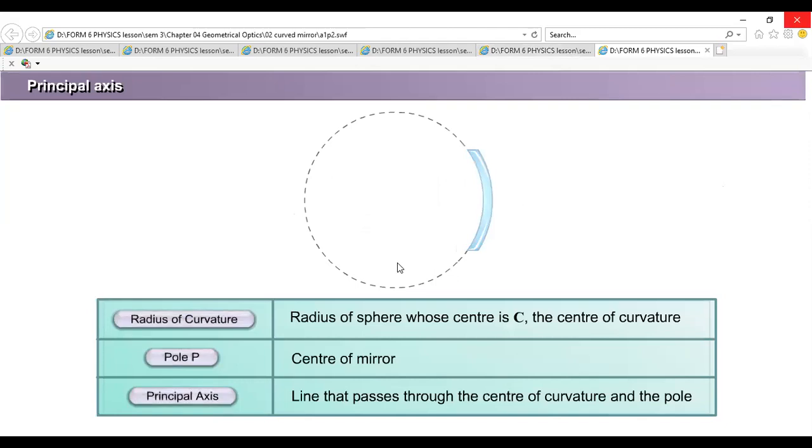Next, the radius of curvature is the distance from the center of curvature C. The center of curvature is the center of the sphere. The pole P is the center of the mirror, the center of the curved mirror, and the principal axis is a line which connects C to P, the pole.